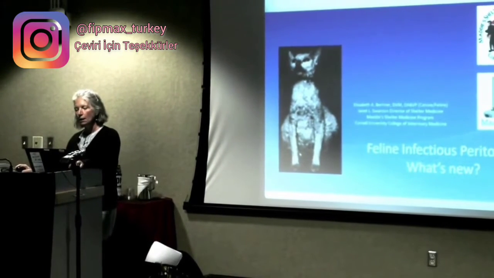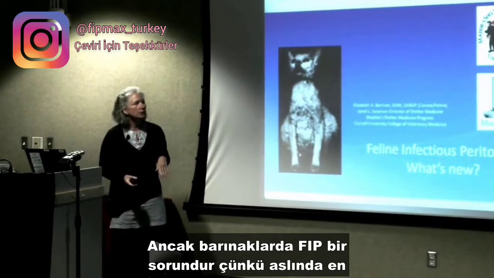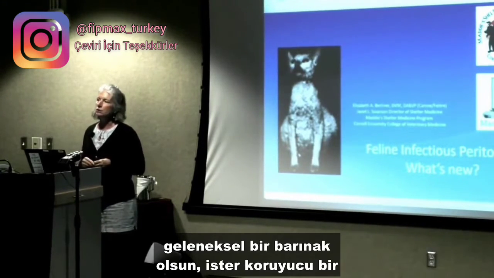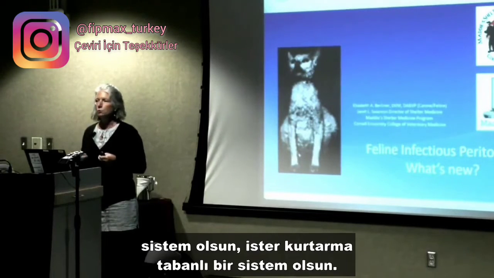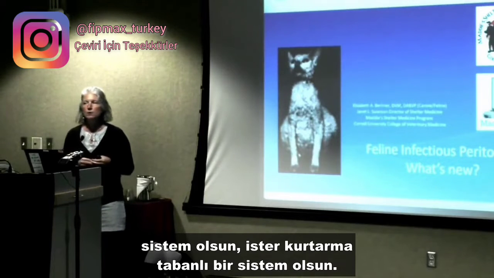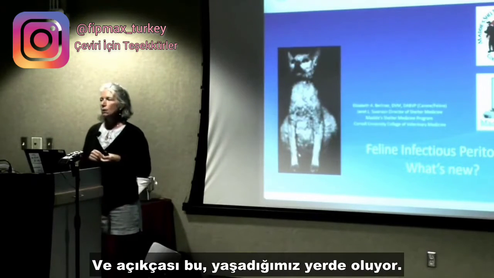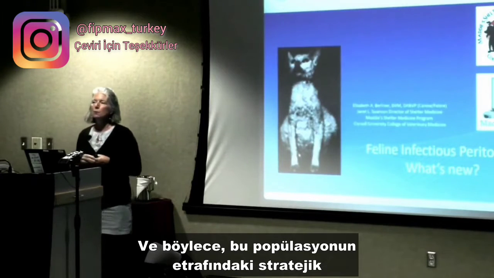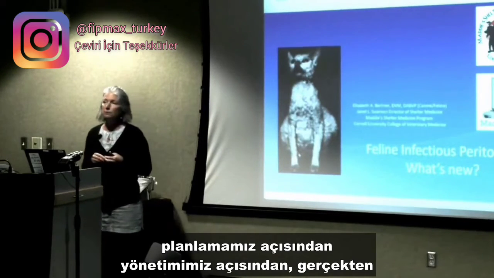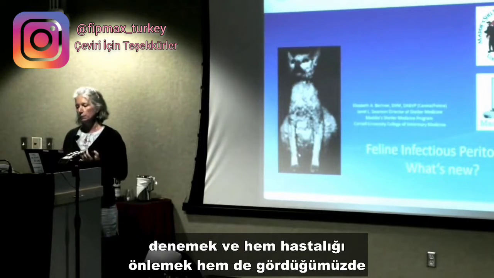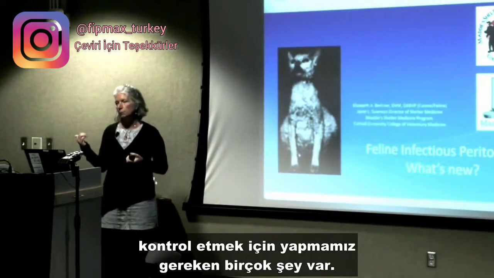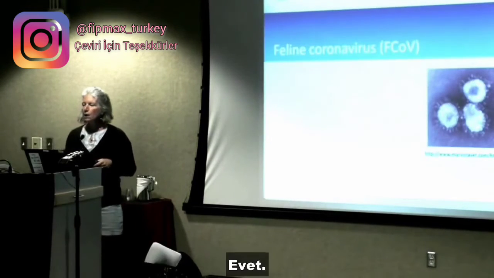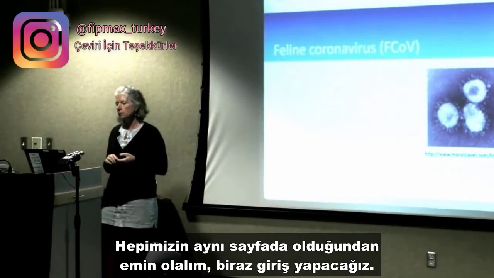But FIP and corona in shelters is a particular problem because we have one of the highest risk populations, whether it's a traditional brick and mortar shelter, a foster system, or a rescue-based system. Honestly, this happens where we live. There are many things we need to do in terms of our management and strategic planning around these populations, to both prevent the disease and control it when we see it. So let's make sure we're all on the same page. We'll do a little bit of review.